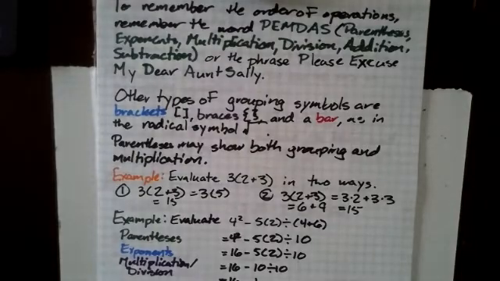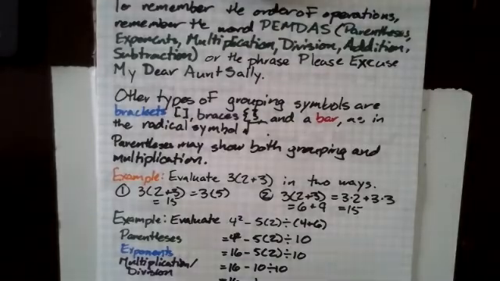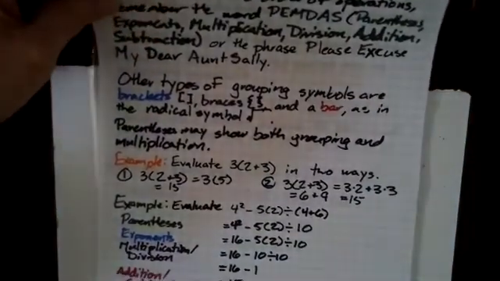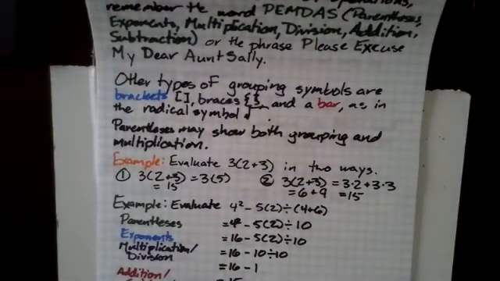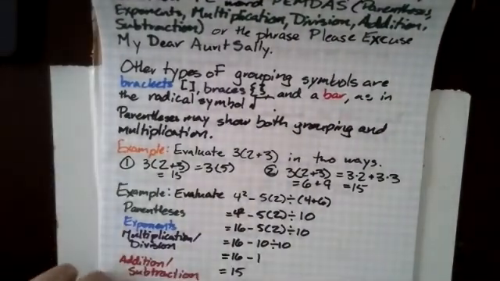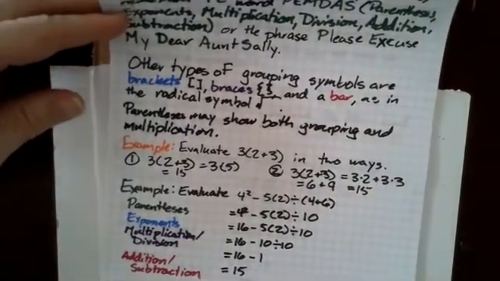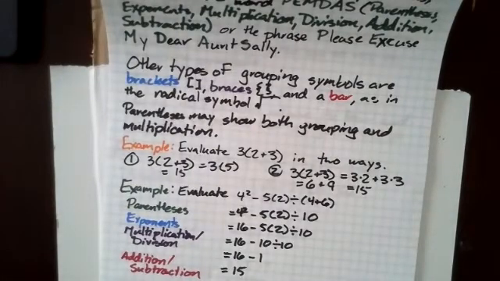Parentheses may show both grouping and multiplication. For example, evaluate 3 times (2 plus 3) in 2 ways. First, we'll do this by adding within the parentheses. 3 times (2 plus 3) is equal to 3 times 5, which is 15. Alternately, we can multiply first. 3 times (2 plus 3) is equal to 3 times 2 plus 3 times 3, according to the distributive property, which is equal to 6 plus 9, which is again 15.